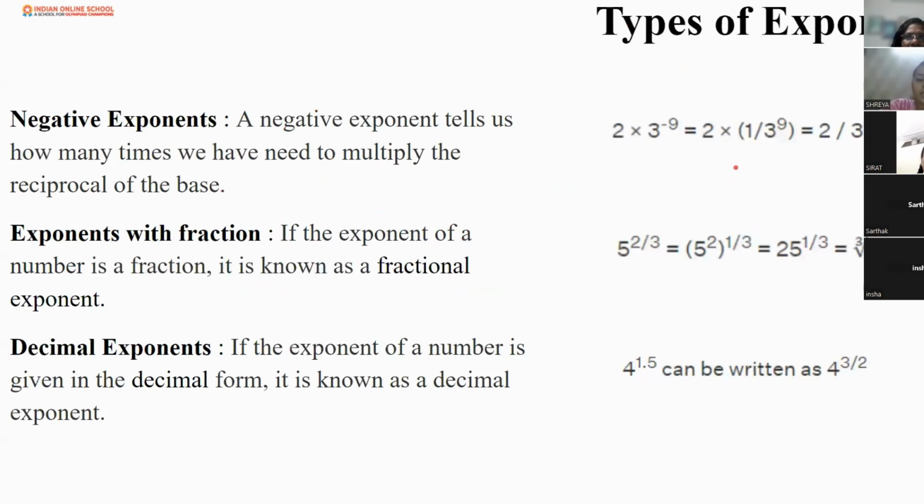Okay. Now, what are the types of exponents? Types of exponents: negative exponents, exponents with fractions and decimal exponents. As the name suggests, negative exponents means when you have a negative number as an exponent. Like over here, 3 raised to minus 9. So over here, it's a negative exponent. What is the meaning of a negative exponent?